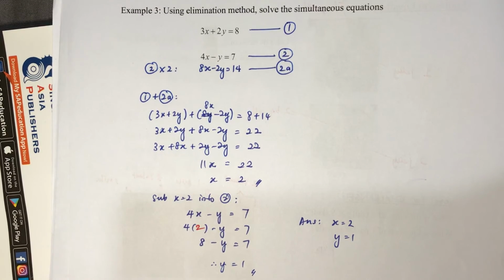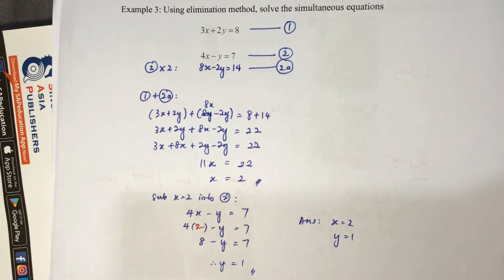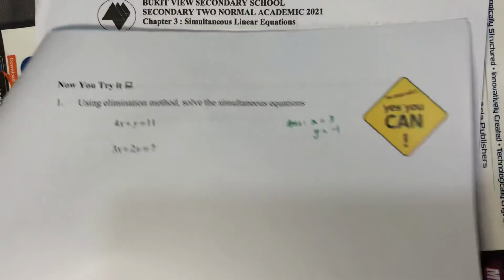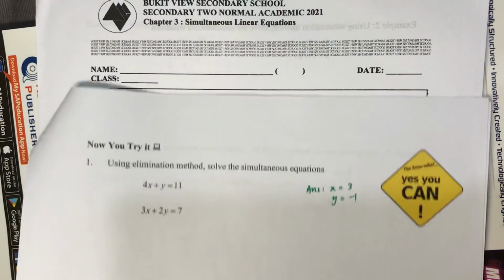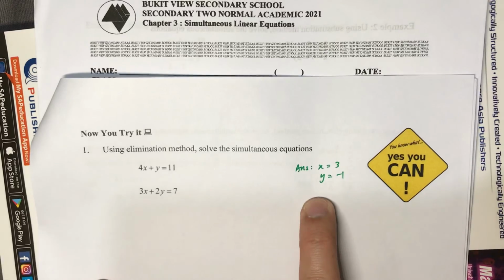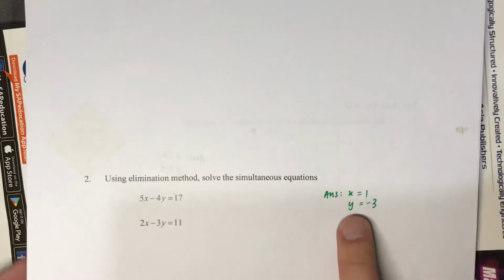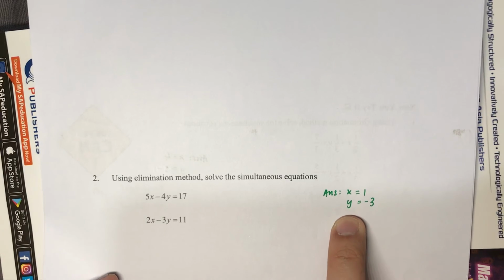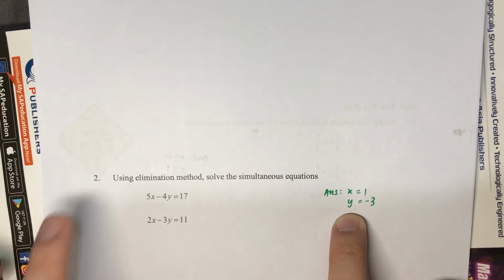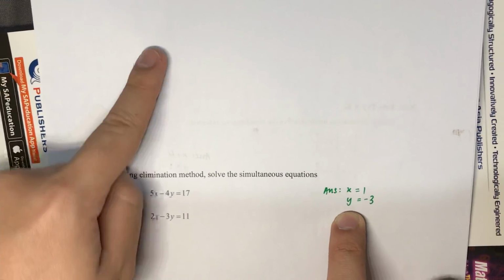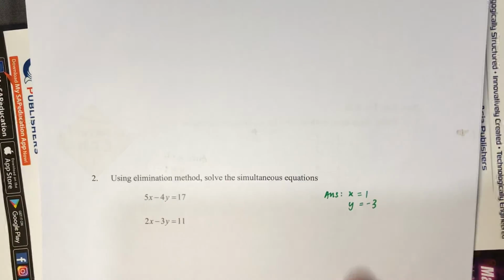So that's all for this part. I will leave you to attempt the next page, page 7, 2 questions. The answer for the first one is x equals 3, y equals 1. For question 2, the answer is x equals 1, y equals negative 3. So try to do it on your own, and make sure that you get these 2 answers.